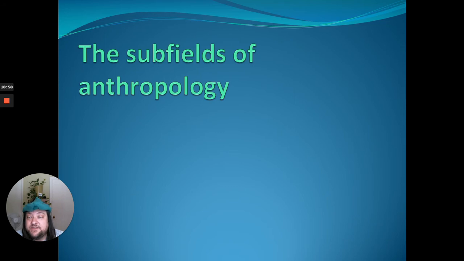So, subfields of anthropology. In any field, there are a lot of different branches, right? And in anthropology, we call those branches subfields, and there are many of them, but typically in an intro course, we talk about the four main ones. And this is a North American approach to anthropology. If you go to France, for example, to them, anthropology is social and cultural anthropology, and all the biological stuff is a whole other thing. So these are interesting cultural differences. But here, there's very much that four-field approach.